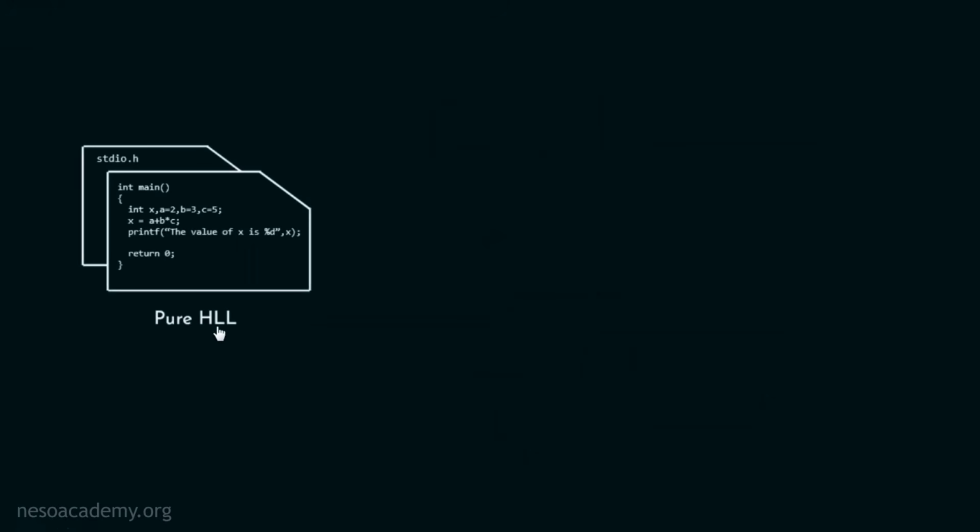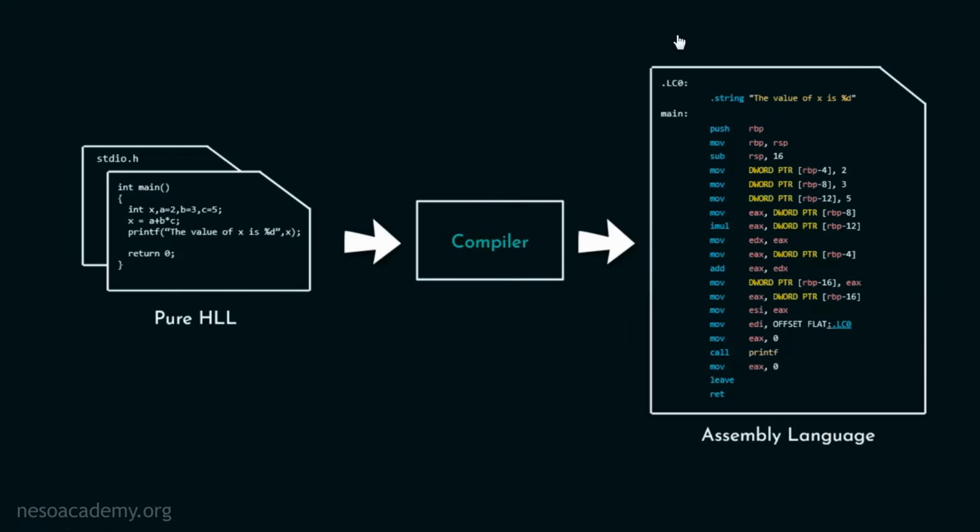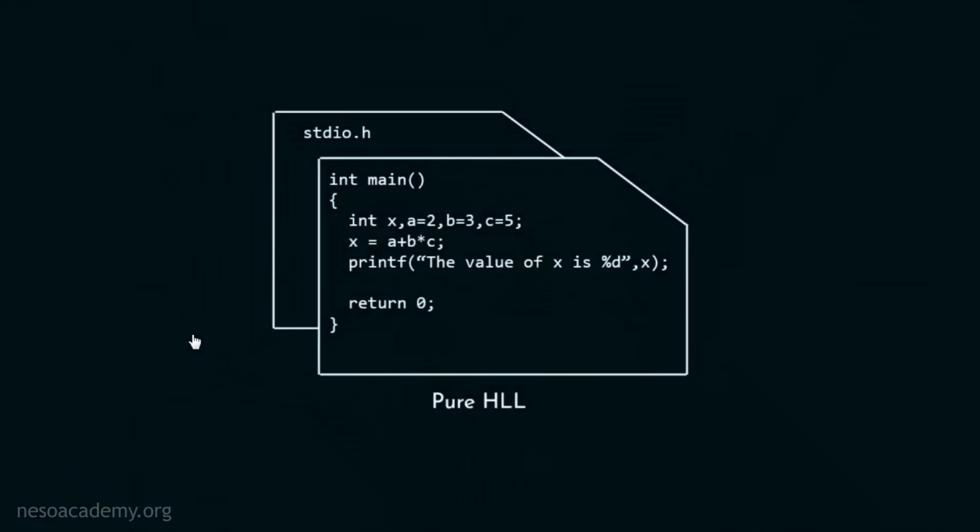Now, this pure high-level language code will be given to the compiler, which in turn will produce the equivalent assembly language code. Now, this much we have already observed in the previous session. So today, we will take this pure high-level language code and observe how it goes through the various phases of the compiler. Now, to be really honest, converting this entire piece of code will be a little time consuming.